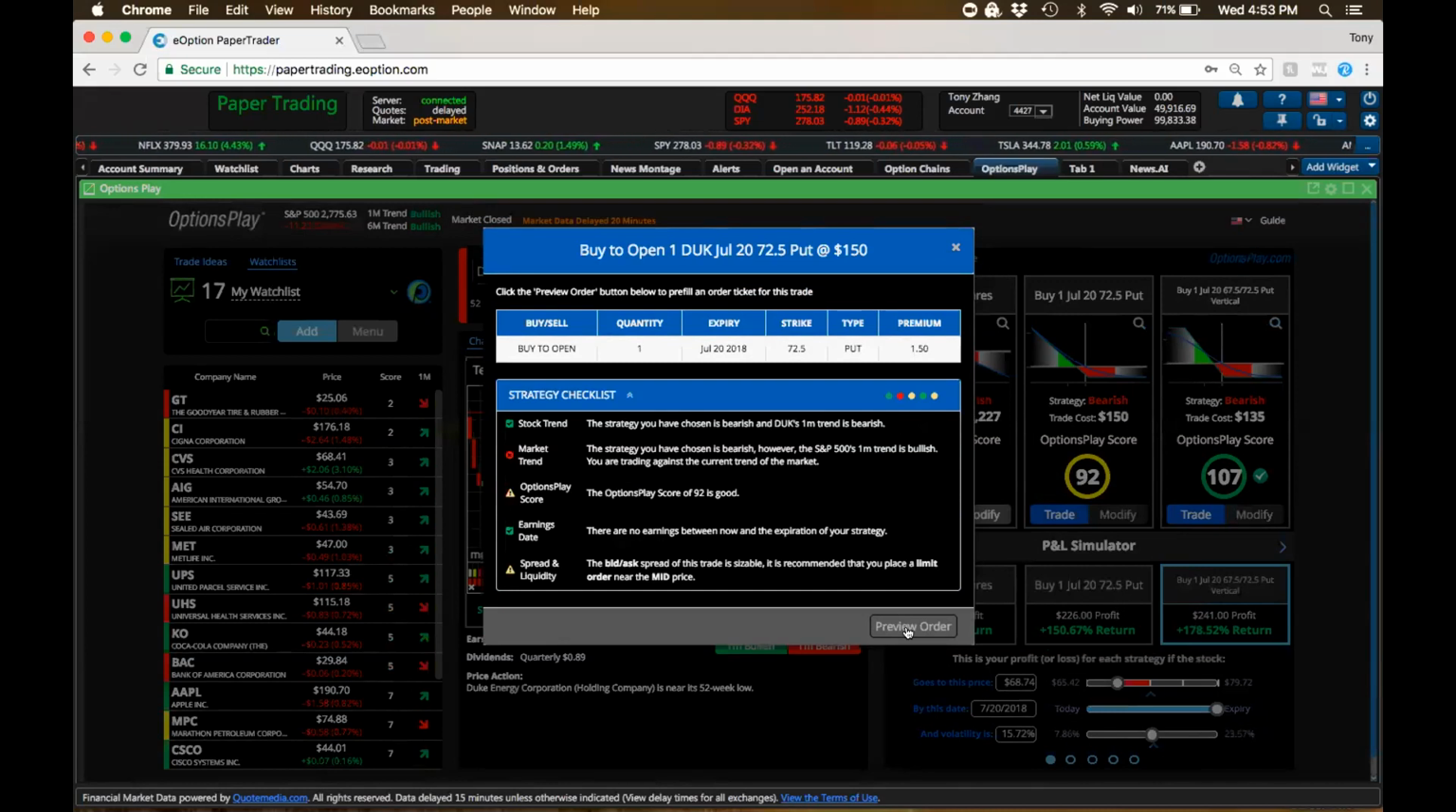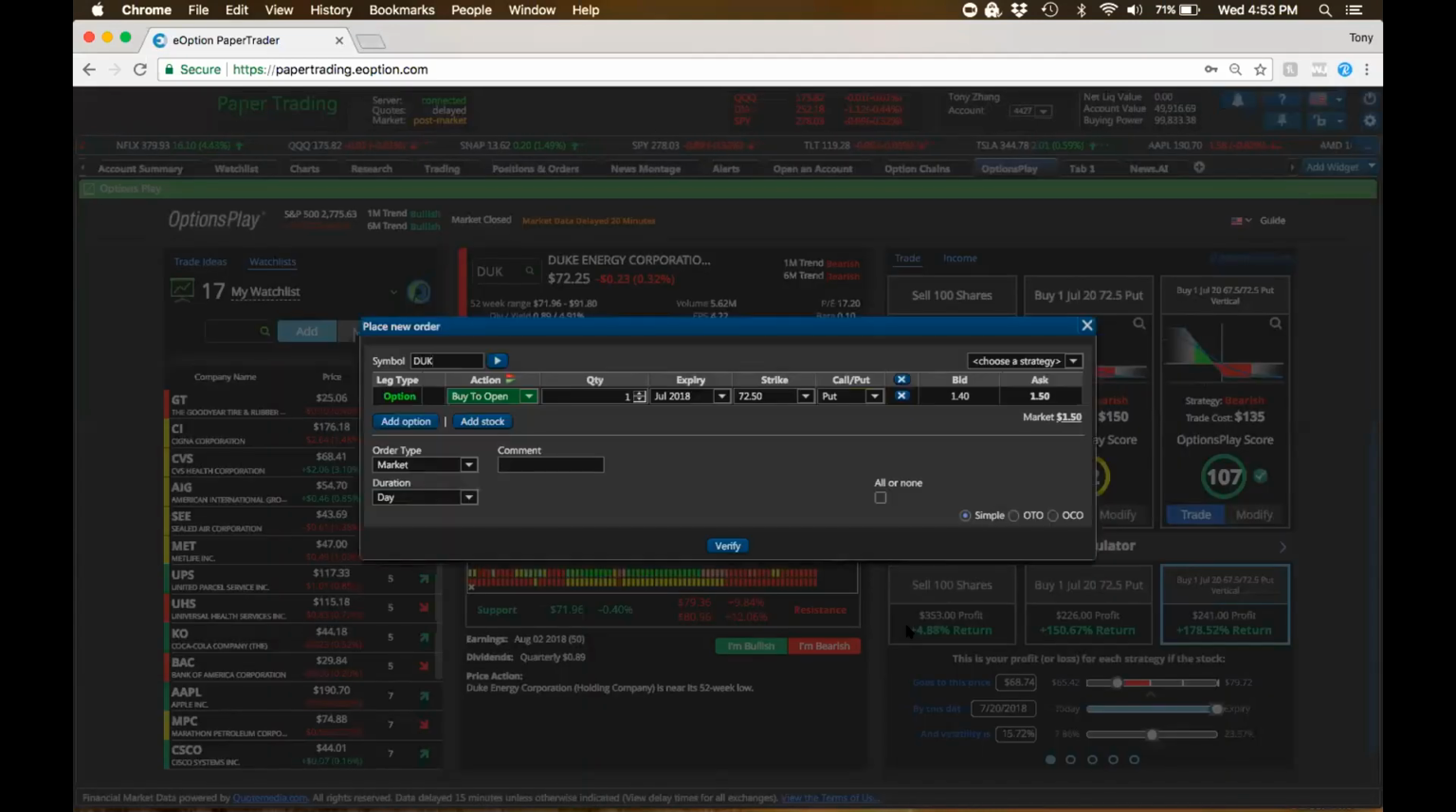Once you're ready to place that trade, you can hit the preview order button. And what that does is it actually pre-fills that ticket for you. And this is designed to save you time and also make sure that you reduce the amount of mistakes that you make on an order ticket, because when you're trading options, there are 6 parameters that you need to enter: buy to open, quantity, expiration, strike price, call put, and the order type.